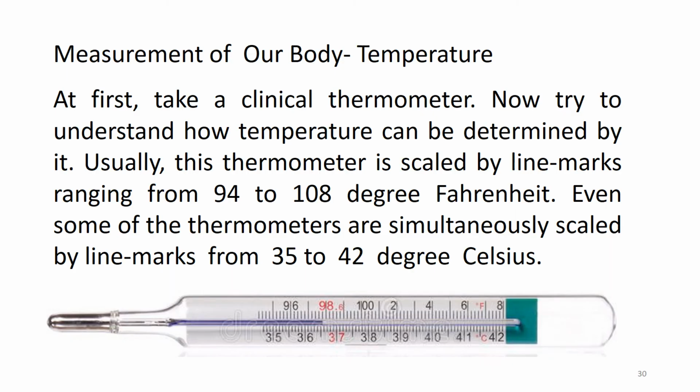Measurement of our body temperature. At first, take a clinical thermometer. Now try to understand how temperature can be determined by it. Usually, this thermometer is scaled by line marks ranging from 94 to 100 degree Fahrenheit. Even some of the thermometers are simultaneously scaled by line marks from 35 to 42 degrees Celsius.